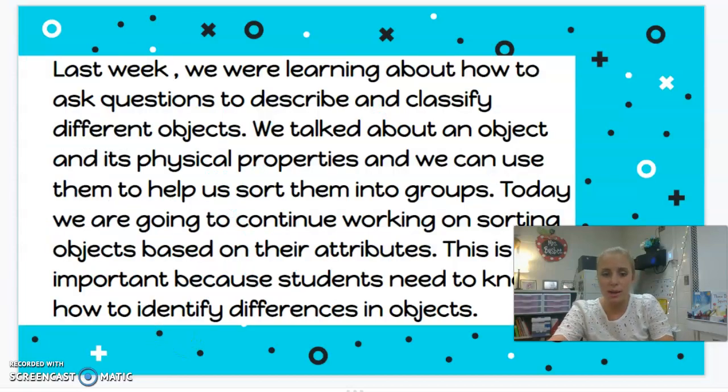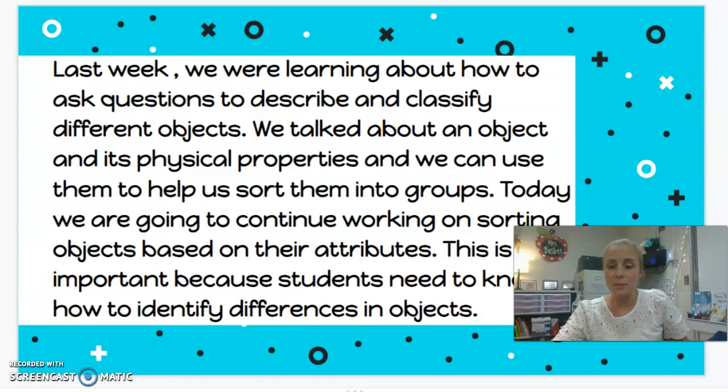Last week we were talking about describing and classifying objects using their physical properties so that way we can help sort them. And today we're going to continue talking about attributes of objects. This is important because we need to know how to identify different objects.